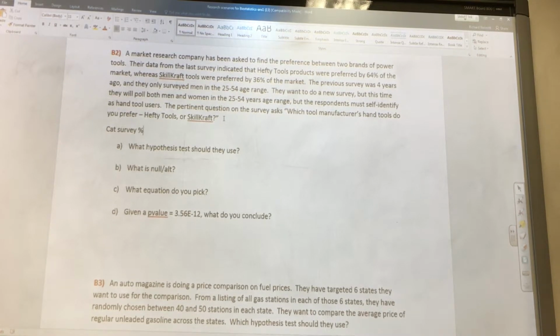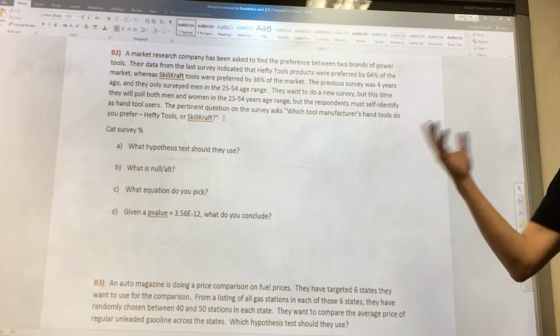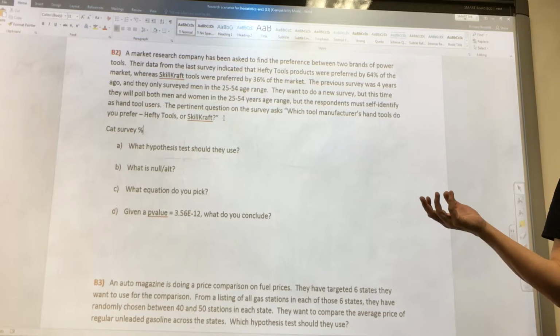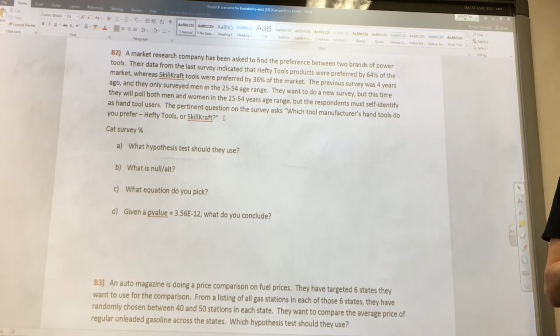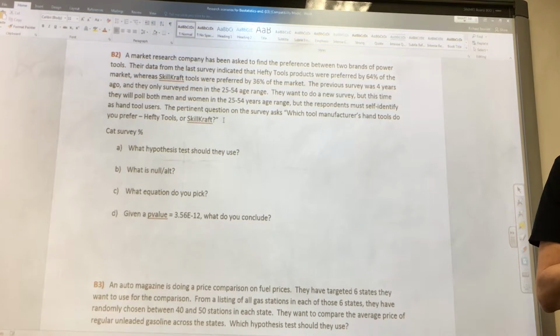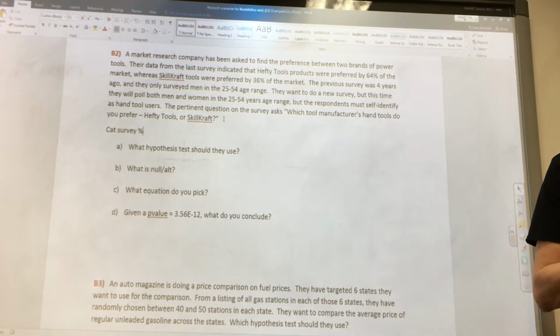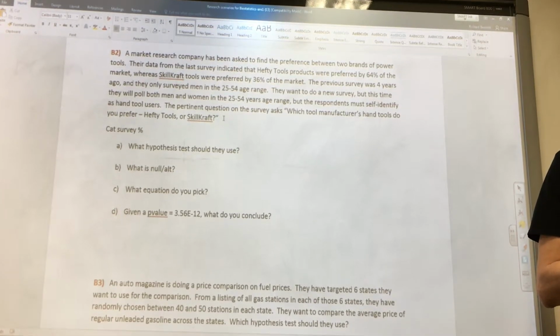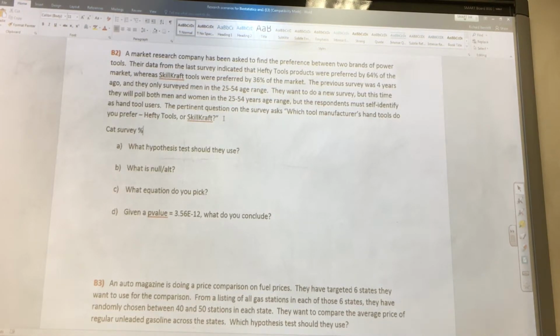You prefer Hefty or Skillcraft. Now the question is, it could be a proportion test or it could be an independence test, right? Okay, so how do you decide? Nobody said anything about proportions. Is it a proportion test? It says it's preferred by 36% of the market, isn't that a proportion? So is it a proportion or is it independence? Is the goodness of fit because of the percentage? That's a good question.